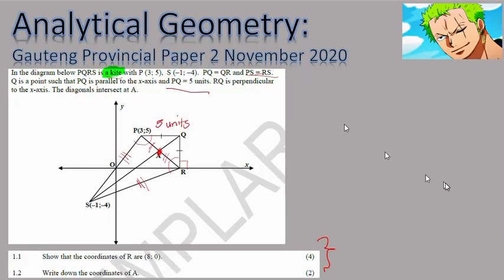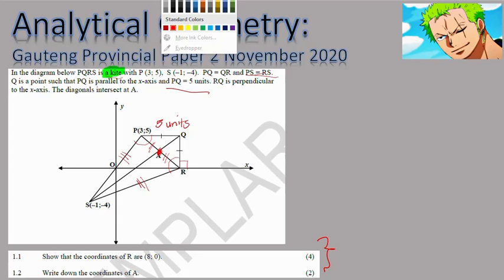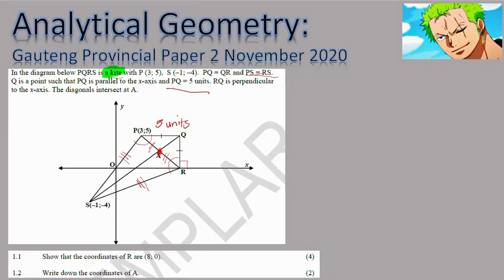Now let's go through the work. I want to use a black pen here. I feel like this is going to be very interesting. Let me remove this. The first question says: show that the coordinates of R are 8 and 0. Coordinates of R. Show that they are 8 and 0.